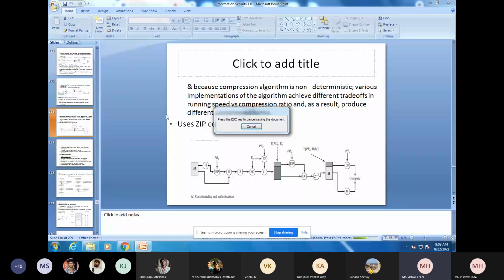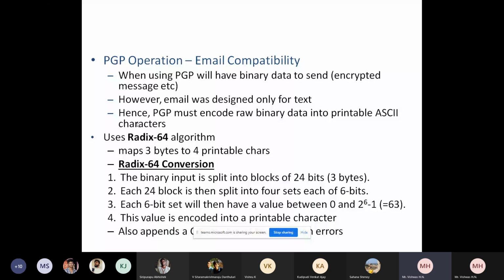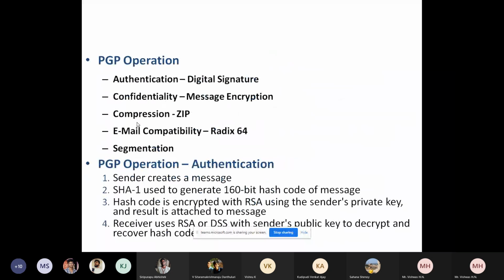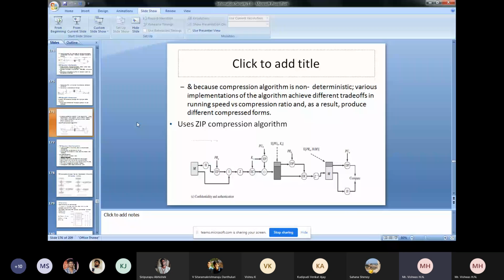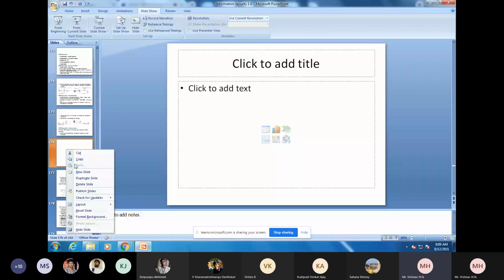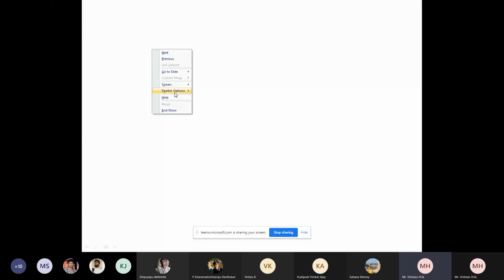So last class we discussed how authentication is done and how confidentiality is done. Before going into this, I would like to show you how to do both authentication and confidentiality together. That's quite important, so let me show you with a diagram so that you will understand it better.